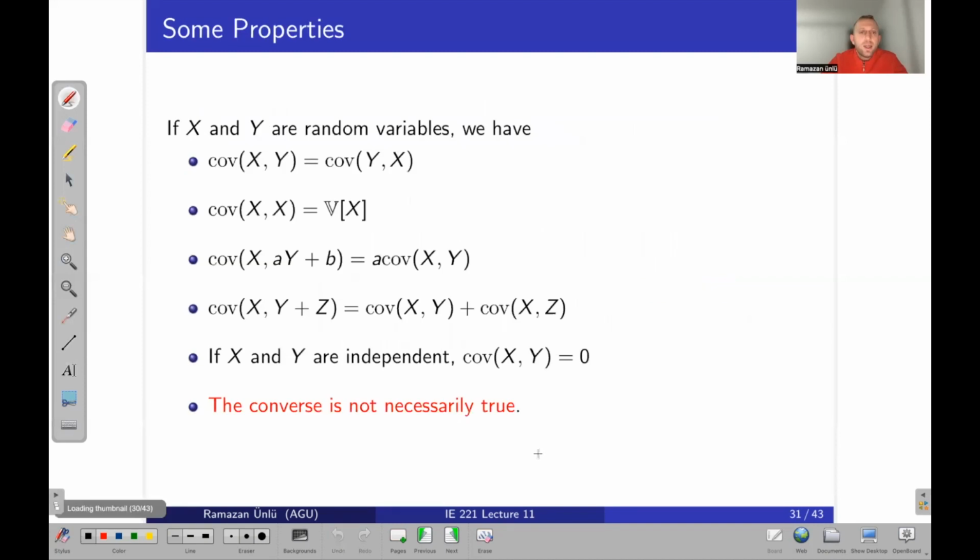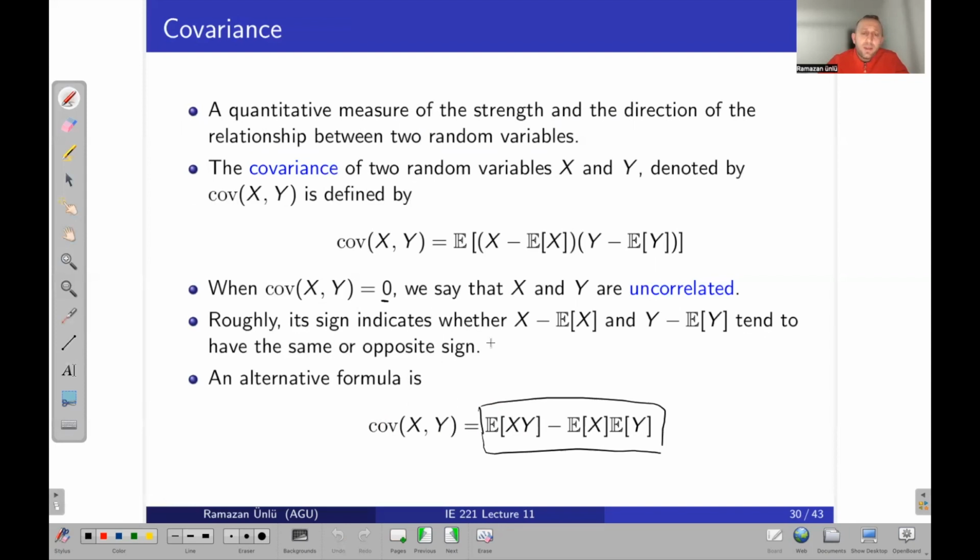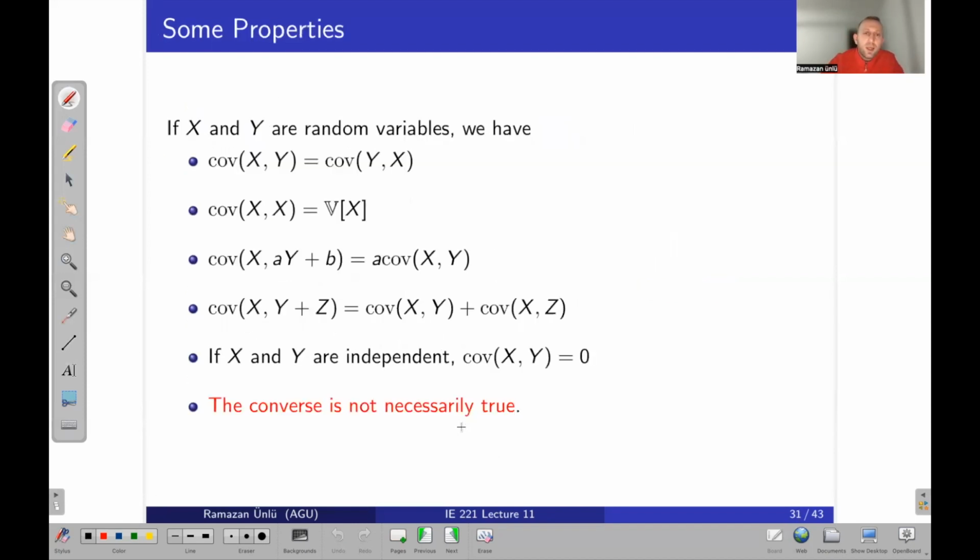So we have some properties. By the way, if you didn't understand why I try to get your attention to the sign of the covariance instead of values, we will solve some examples and I will explain in detail to make it more clear. But just to remind you again, the sign of the covariance is much more important than the value of the covariance. So let's look at some properties.